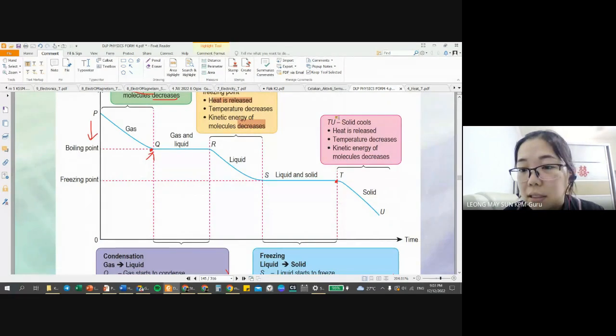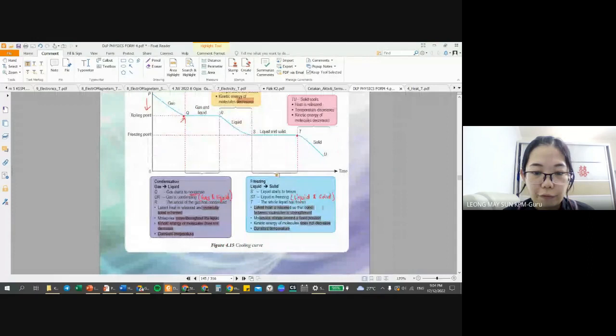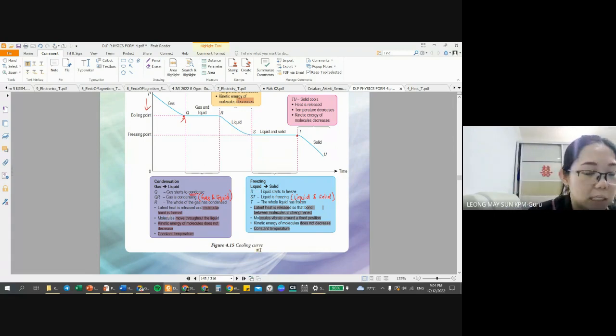so at T to U, that's when the solid starts to cool, heat is being released, all right, temperature decreases and kinetic energy of the molecule will continue on to decrease. All right, so this is the cooling curve. Okay, so normally when they ask in terms of the kinetic theory of gases, this is the part, when the heat is being absorbed or the heat is being released.